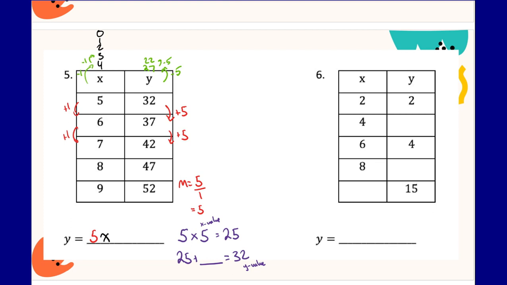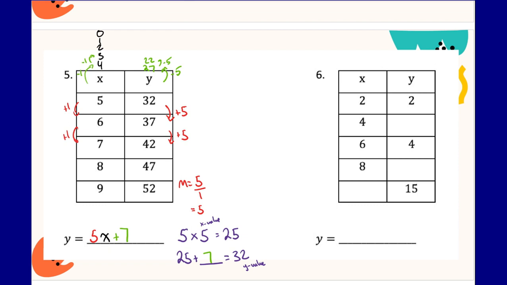So we've multiplied our x value by the multiplier. We need to do something else to it to get to our y value. So 25 plus what equals 32? Again, you could solve for it. You could reason through it. 25 plus 7 is 32. So that has to be our constant. So that means our rule is going to be 5x plus 7.